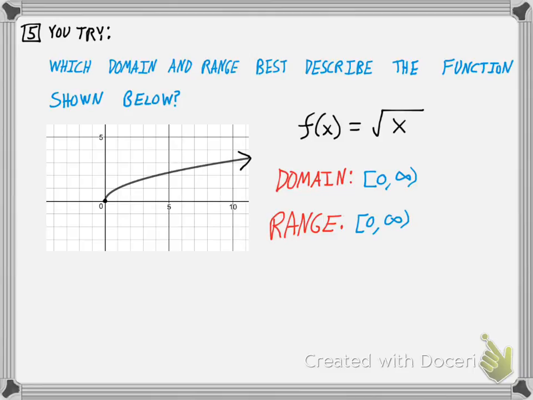Okay, hopefully you picked the correct domain and range. Whether I'm looking at the rule itself or the graph of the rule, it should be pretty clear that the only inputs that are going to work for this function are numbers that are greater than or equal to 0, and I express that with that notation. And the only answers that I'm going to get are also going to be numbers that are greater than or equal to 0. So for this one, the domain and the range both look the same.